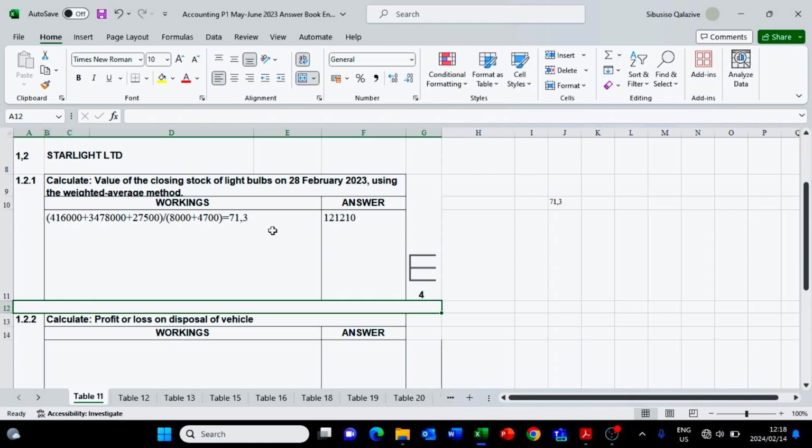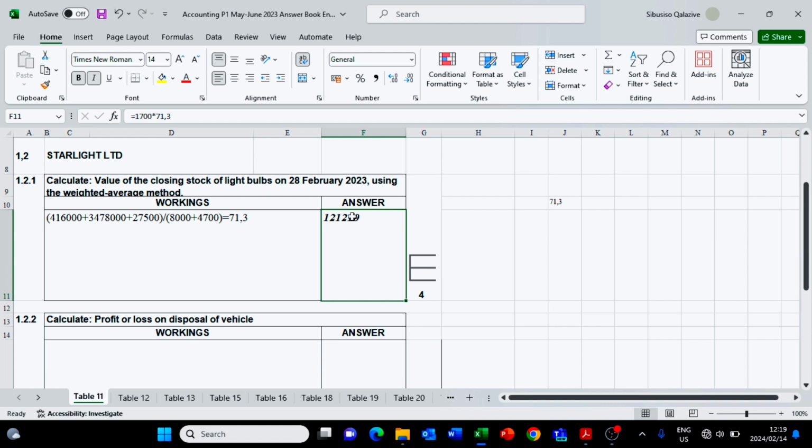Now we are getting 121,210 rands. This is the amount of the closing stock, the value of the closing stock of the light bulbs on the 28th of February 2023.